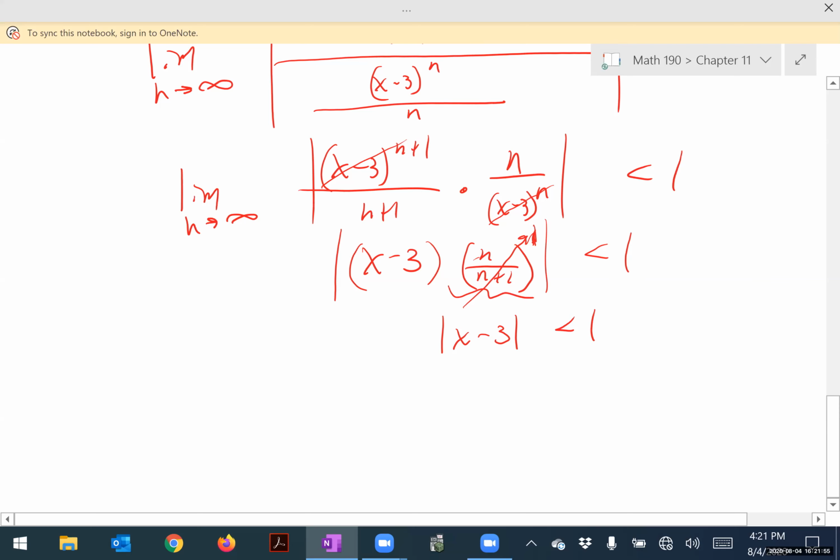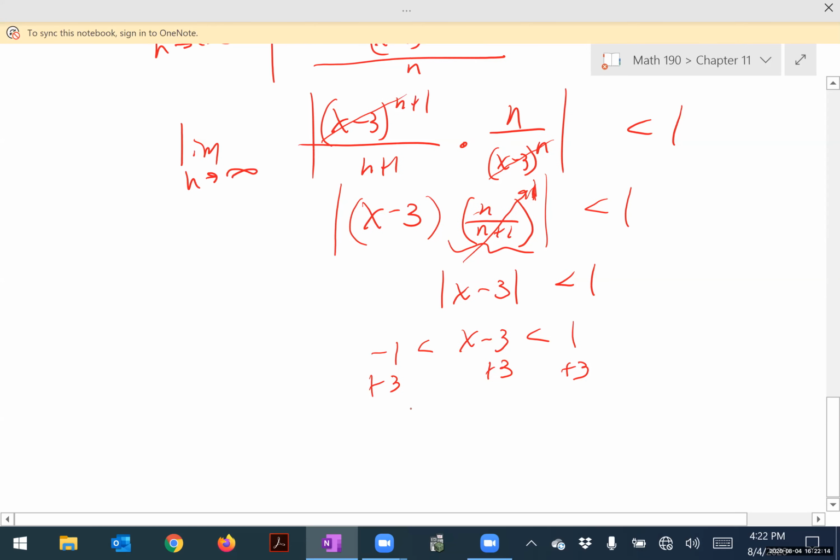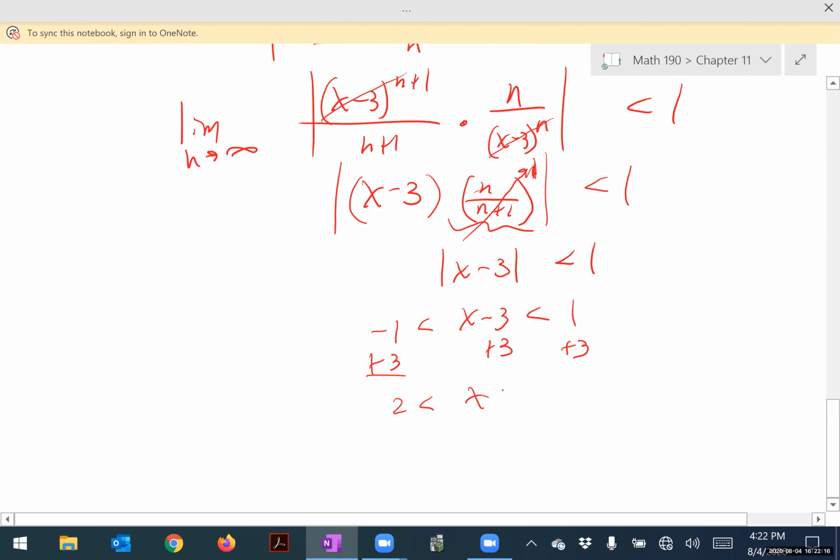Let's see. This is going to be -1 is less than x minus 3, which is less than 1. Let's add 3. Okay, and then we get 2 is less than x, which is less than 4. So as long as x is between 2 and 4, we know it's convergent.